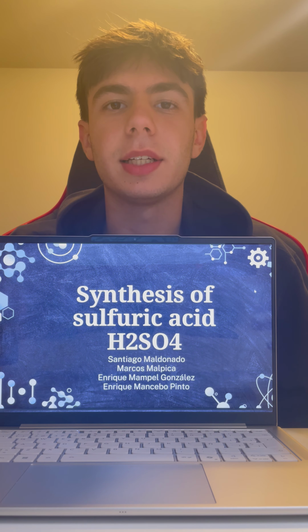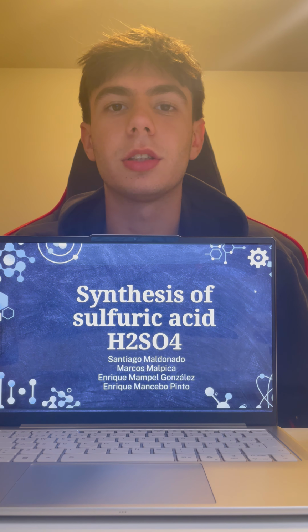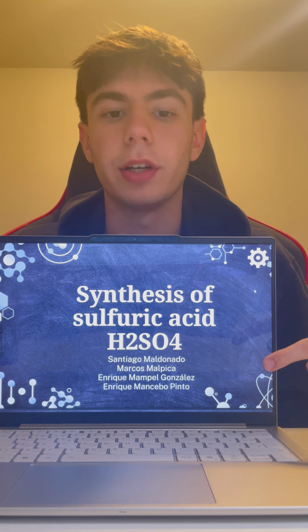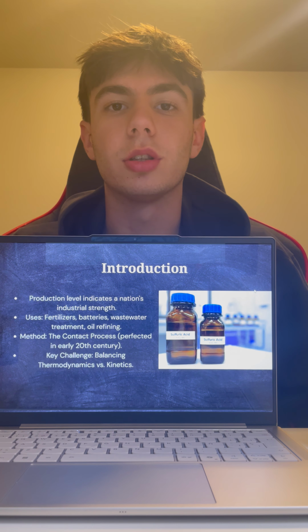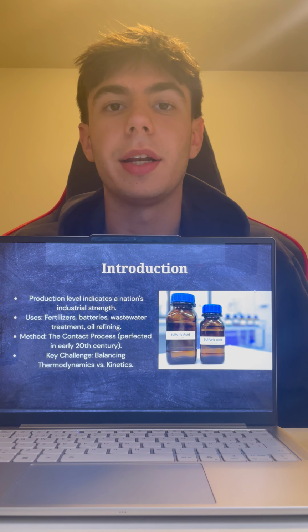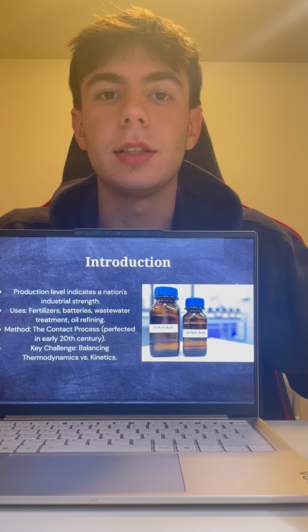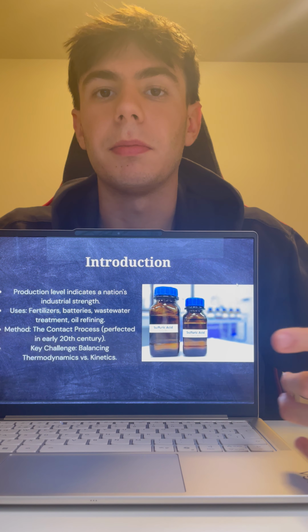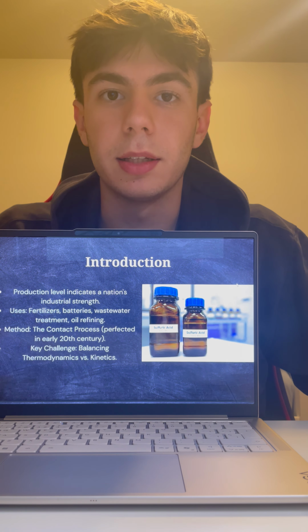Hi, we are Group 6 and today we are looking at the industrial process of one of the most important substances in human history: sulfuric acid. Sulfuric acid is used by economists to judge the industrial strength of a nation. But the real question is how can we make this on a massive scale? It sounds like a silly question, but there is a lot of process behind it.